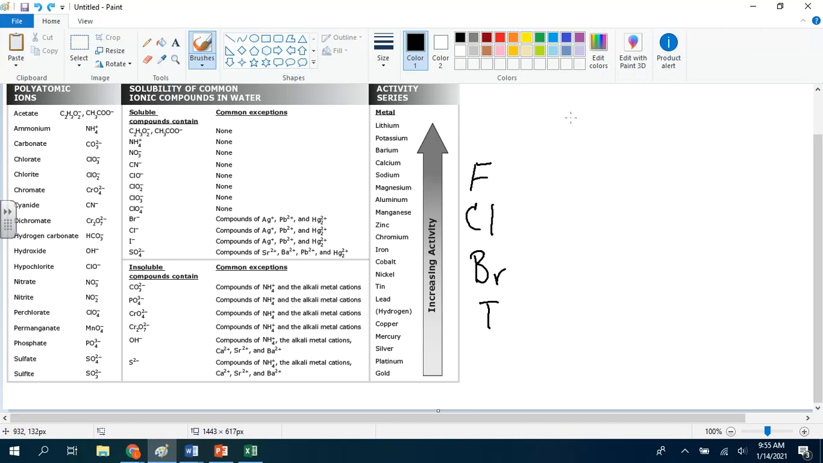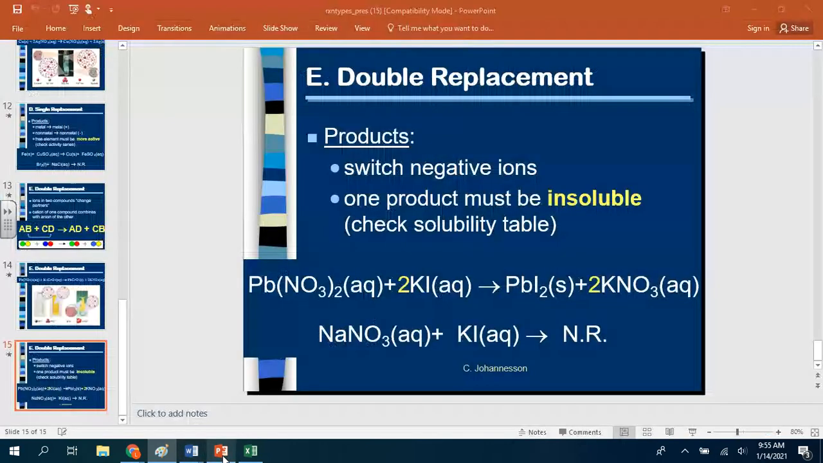And so I think I have one more example. Okay, and I'll just leave it here. So here's the next one. I know this says NR, but I'm not going to have you write NR. I'm going to have you put their states after them because that says a lot in itself. So if you have NaNO3 bonding with KI again, look, you can clearly see that K is coming back over here to bond with NO3.